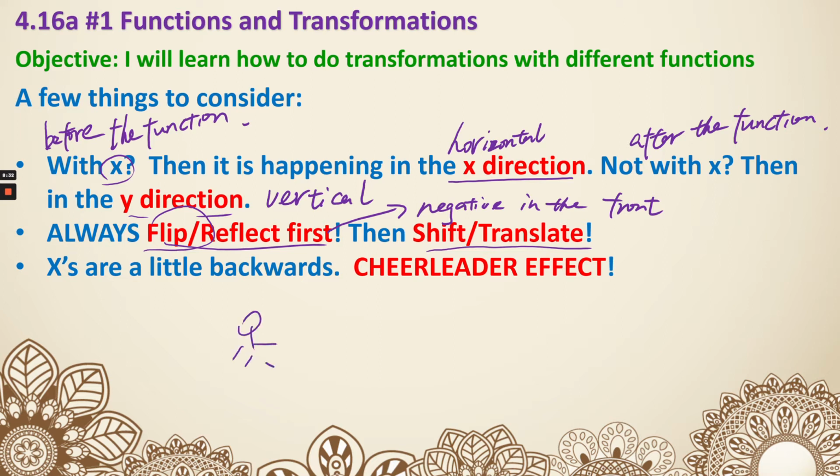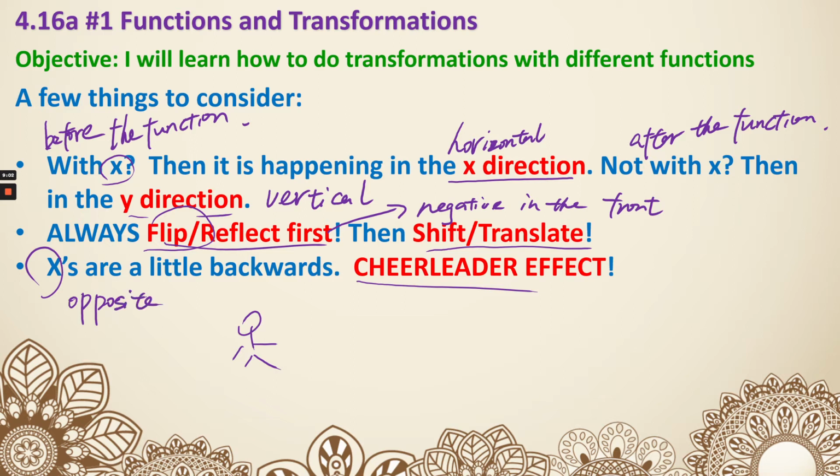The last thing, x is a little backwards, which is something we refer to as the cheerleader effect. That means if you have a cheerleader facing us, when the cheerleader says raise your left hand up, we're going to raise our left hand up, but the cheerleader is actually going to raise his or her right hand up. So horizontally, it's always going to be the opposite. When the cheerleader says raise your right hand up, we do the right hand, but the cheerleader does the left hand. So horizontally is always going to be opposites. Whenever it's x, it's going to be opposite.